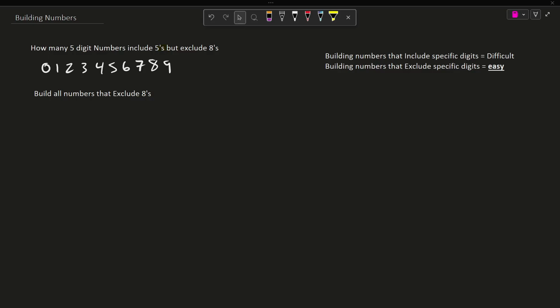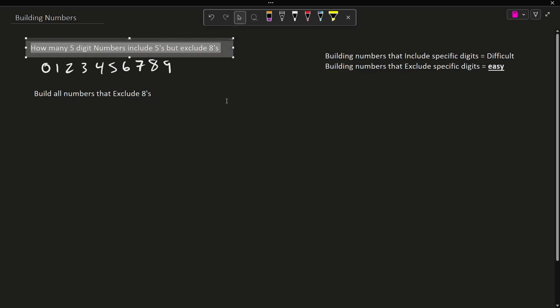Hey guys, so here we've got one of the more challenging questions in the course. It's how many five-digit numbers include a five, at least one five, but exclude eight. So it has to have one five, could be two, three, four, or five fives, but it can't have an eight in it. Well, how are we going to approach this question?